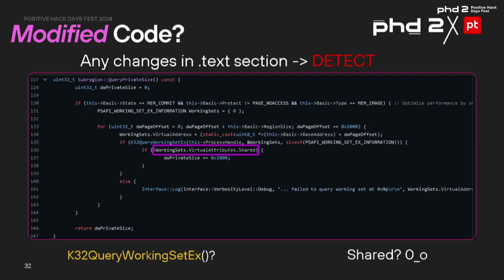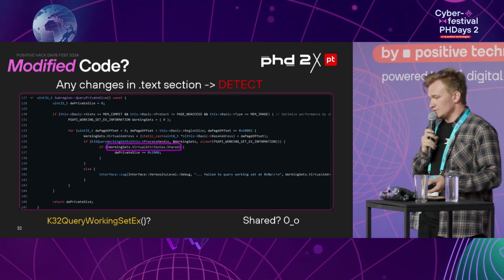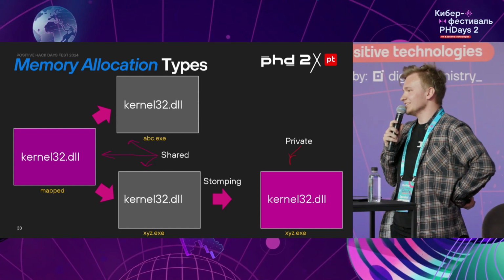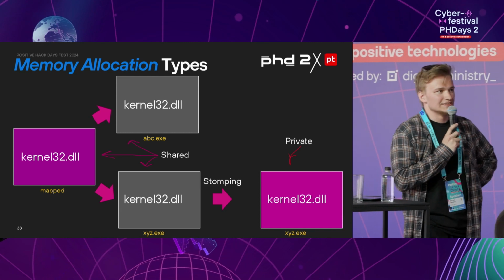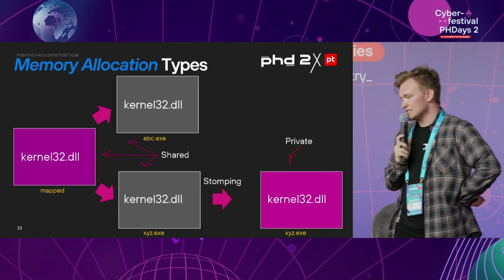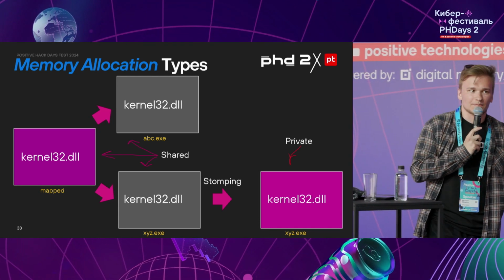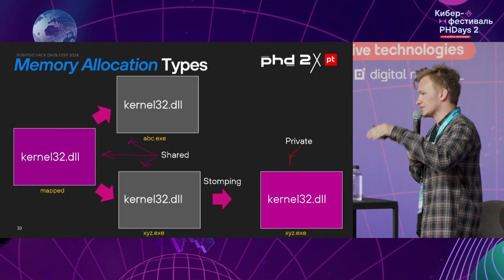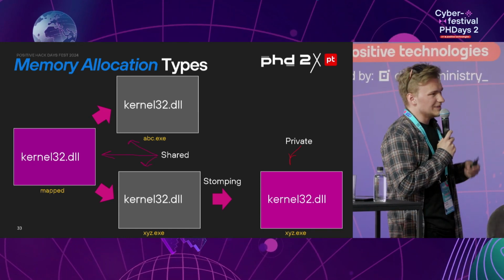show this modified code detect, and I was uncomfortable. And there I saw the K32 query something call, and I called this memory allocation types. So Windows doesn't always map libraries. It just once shows the image of the library in the physical memory, and then it sends this same library to the virtual spaces of these addresses.